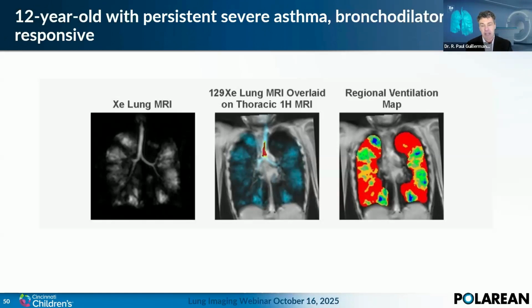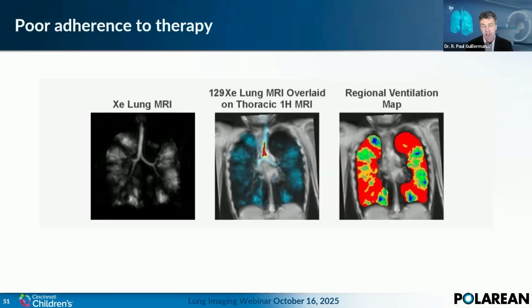So next slide. This is an illustration of how it can be valuable to show, or at least infer from the study, whether or not they're actually complying with their therapy. At the same time, you can imagine how dramatic showing this is to the parents, to say, this is what's happening if you're not following the therapy that's been prescribed.